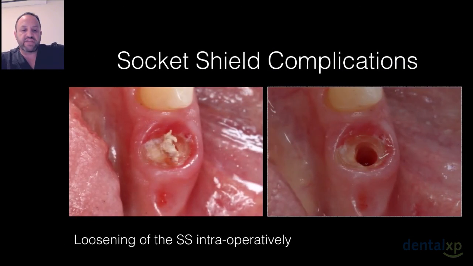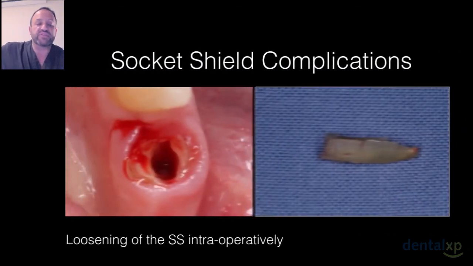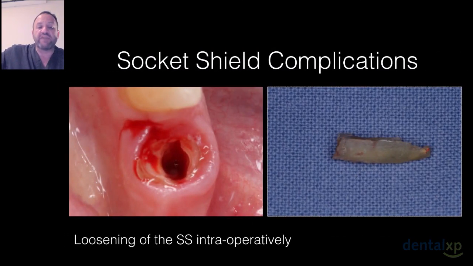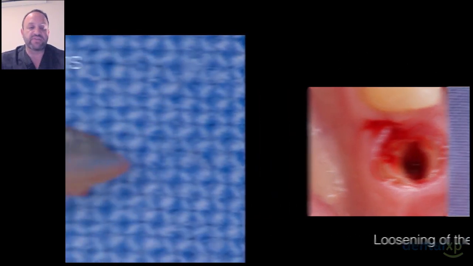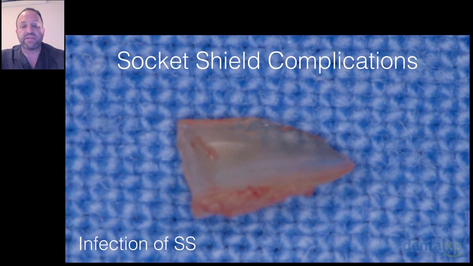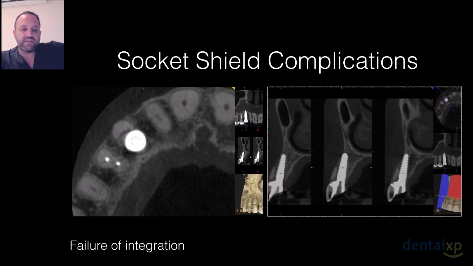Here you can see another case where we loosened the socket shield intraoperatively, and really it was just a scenario where, again, I was using the implant drills, and as I was getting wider, I vibrated the buccal part loose, and as a result of that vibration, I had to take it out and just do a standard immediate implant case. Here's another case that I'll show you.